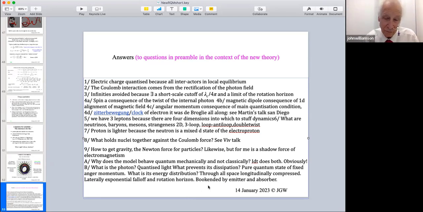What's its energy distribution? Well, it's falling exponential laterally, and it's a wave longitudinally. Through all space longitudinally and compressed laterally exponentially. Bookended by emitter and absorber. Right, that was the talk.